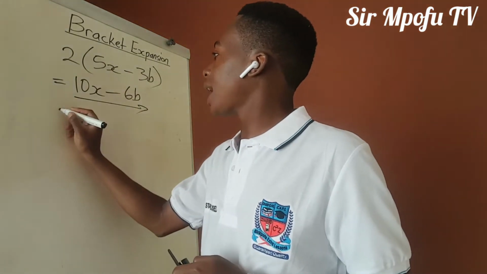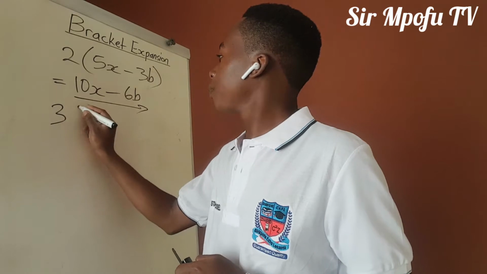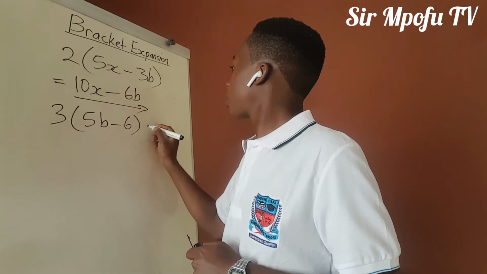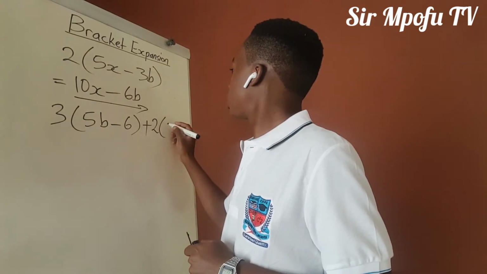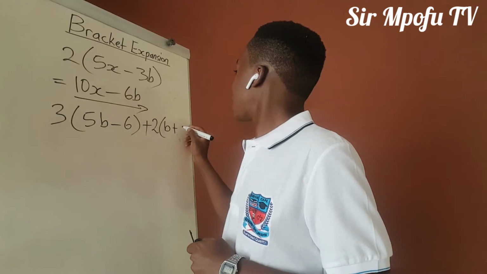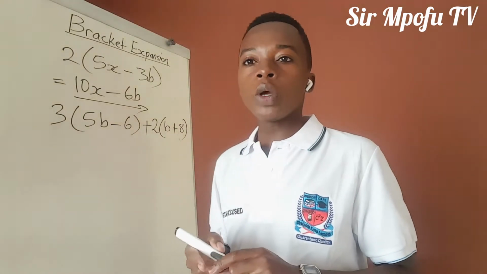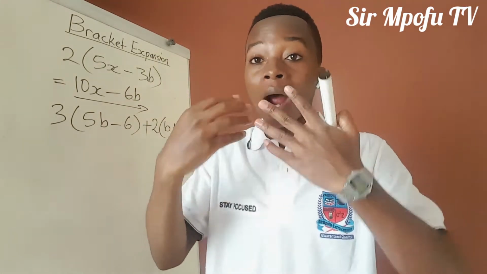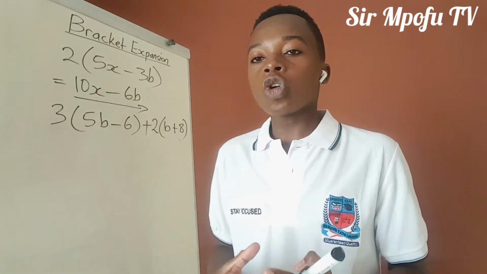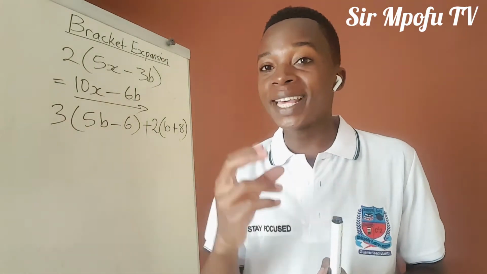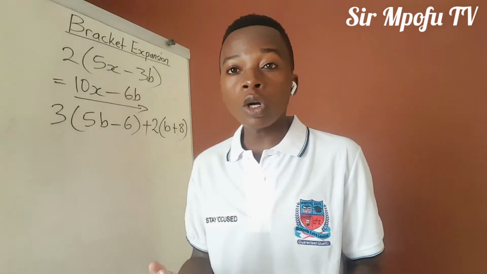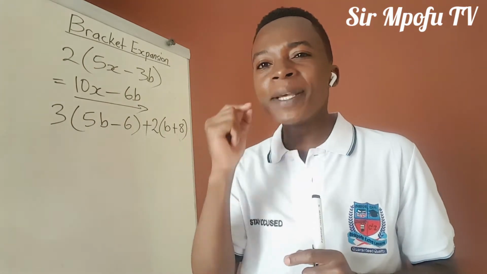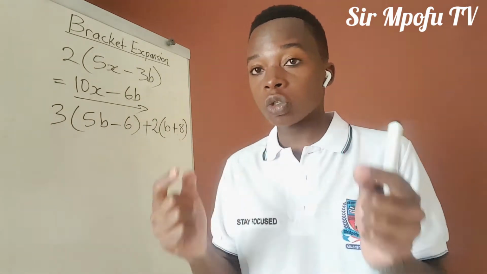Let's say you have got two brackets like 3 times 5b minus 6, plus 2 times 2b plus 8, like this. What you do here is expand the bracket, and in most cases you'll be asked to expand and simplify. So after you expand the bracket, you will simplify if there are like terms. When you are not told to expand and simplify, I want you to take note of this: in mathematics, you will simplify as far as possible unless told otherwise.